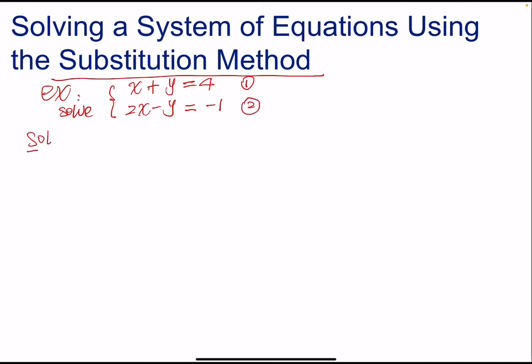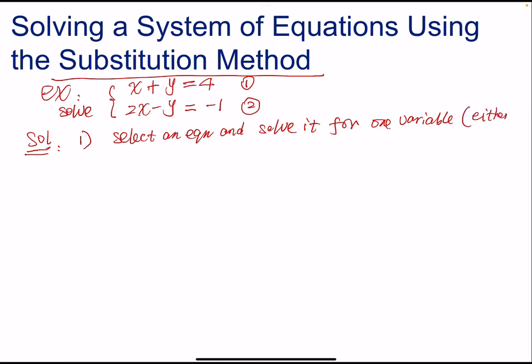So what are the general steps? Well, it's fairly simple. First, select an equation and solve it for one variable, meaning either x or y.